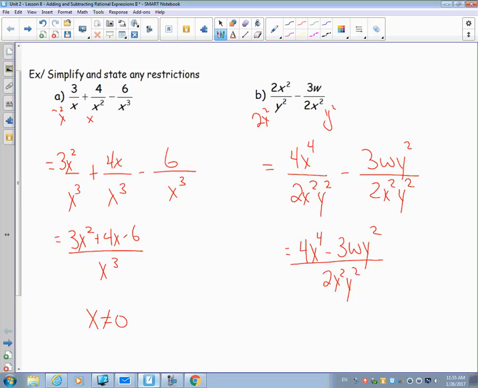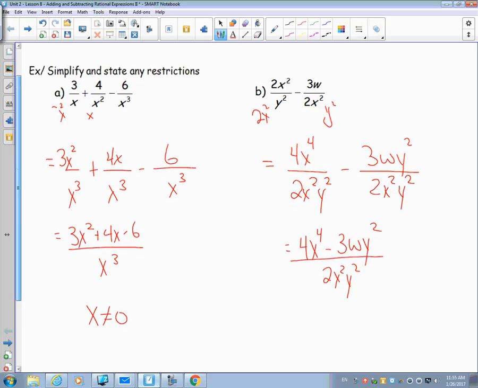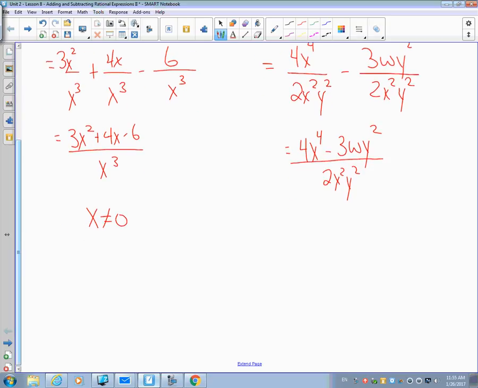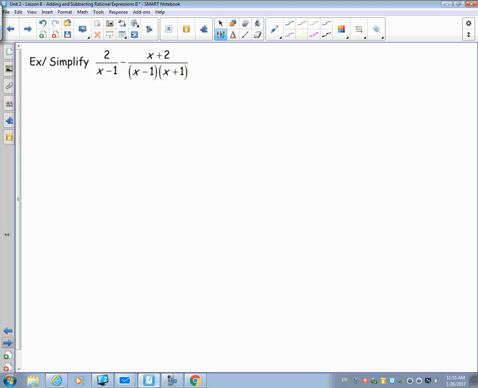We can't factor the top at all. It's not a difference of squares, there's no common factors. So let's just state our restrictions. In this case, both x and y can't be 0, otherwise they'd create the 0 on the bottom. Okay, let's try the next one.